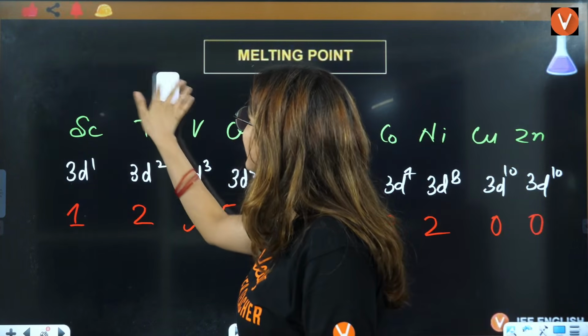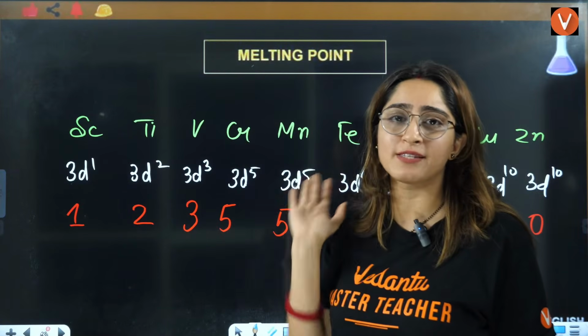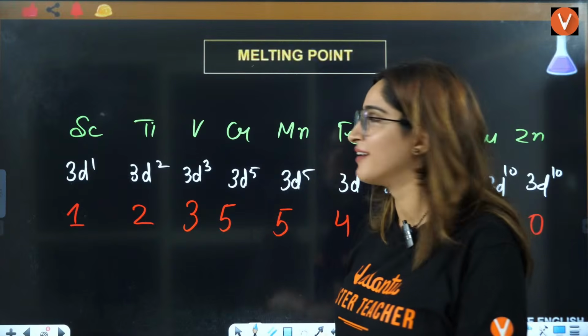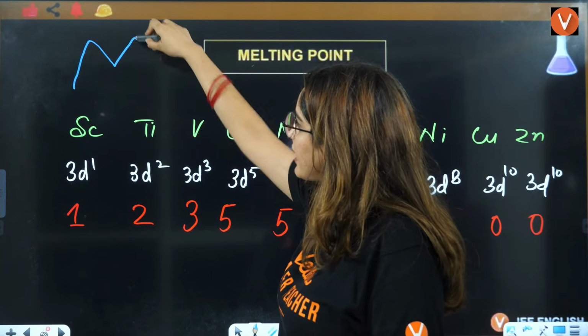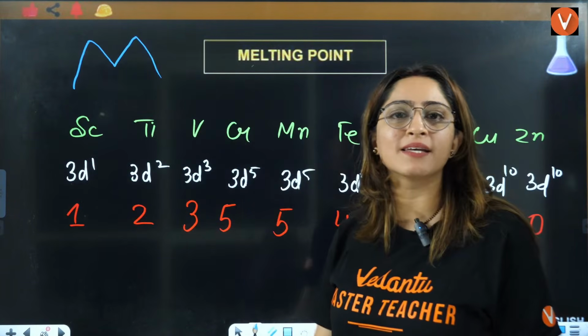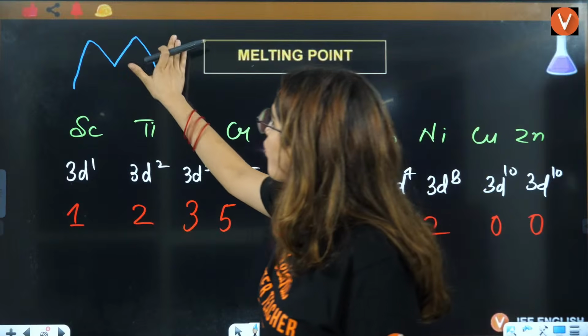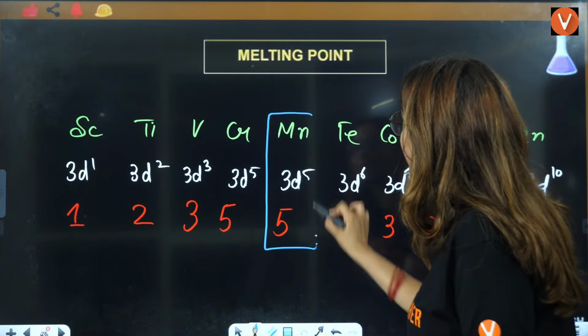Okay, so now it should be like this, but in reality, it's not like this. In reality, the d and f block is full of exceptions. You'll start hating it someday, but don't worry, I'm here. It will increase, it will decrease, it will increase, it will decrease. Why, ma'am, why is this M kind of peak there? See, what will happen at manganese, you will see an exception.